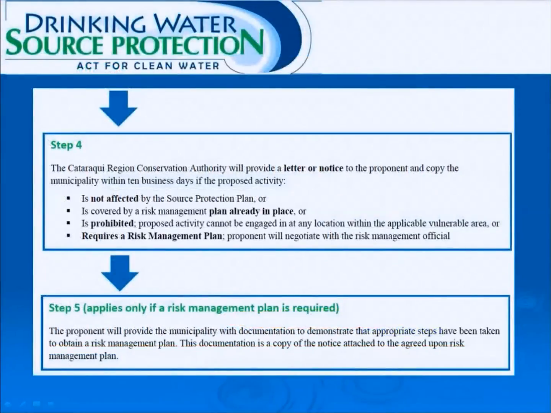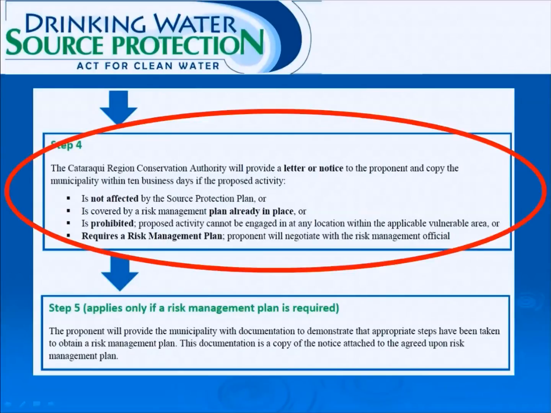After receiving the Restricted Land Use Submission form, the Risk Management Official will review the development proposal. Within 10 business days of receiving the form, the Risk Management Official will provide a letter or notice to the proponent and copy the municipality. The letter or notice will indicate one of 4 possible outcomes.